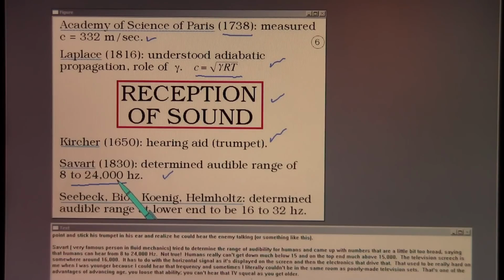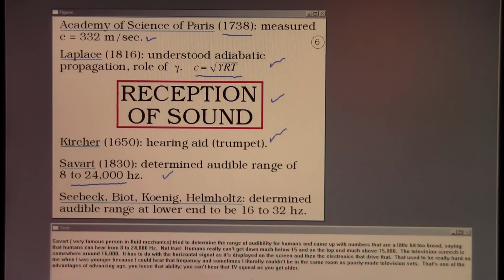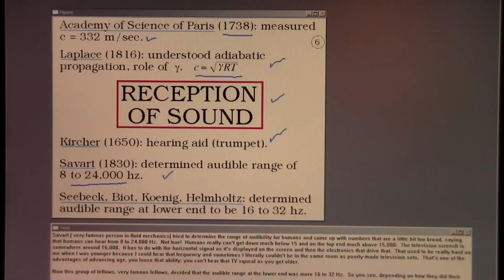The television screech is somewhere around 16,000 hertz. It has to do with the horizontal signal as it's displayed on the screen, and then the electronics that drive that. That used to really be hard on me when I was younger because I could hear that frequency, and sometimes I literally couldn't be in the same room as poorly made television sets. That's one of the advantages of advancing age. You lose that ability. You can't hear that TV squeal as you get older.